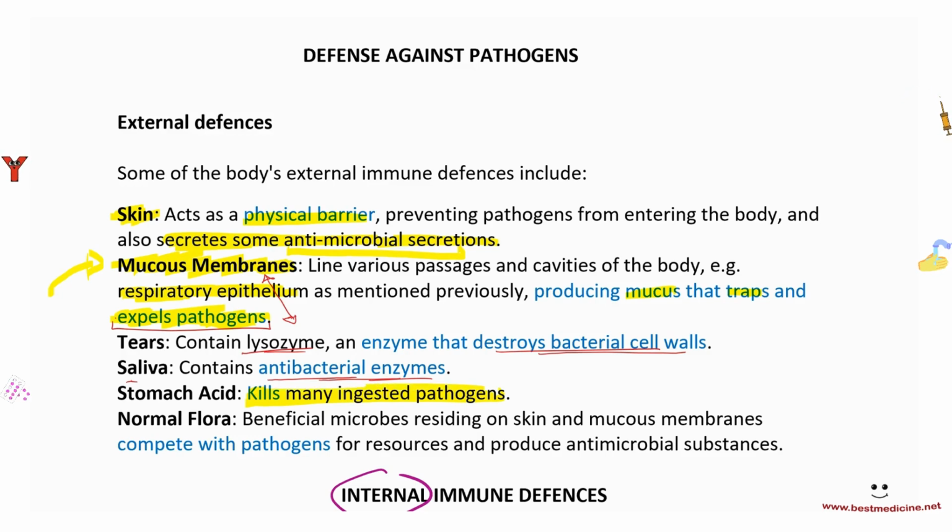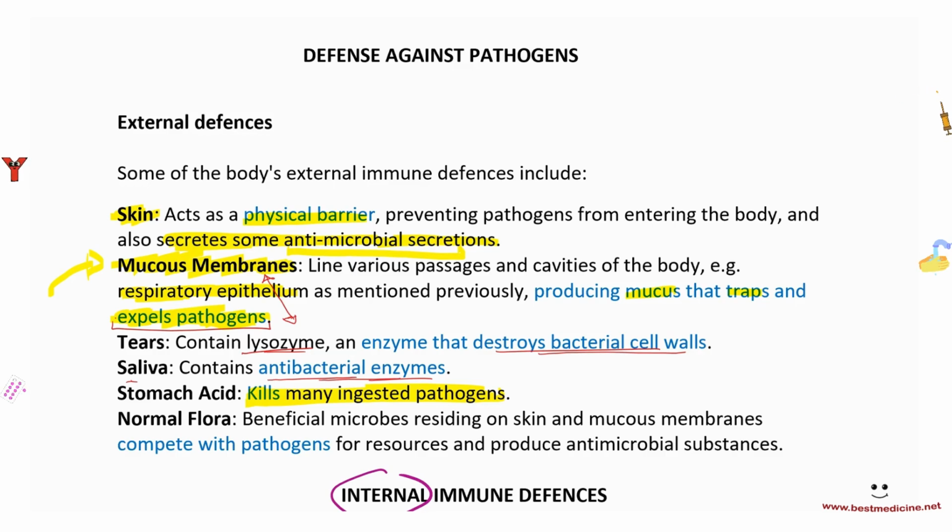Normal flora. What is normal flora? We just talked about this, right? We saw a meme that when we take an antibiotic, our normal gut bacteria also dies. Normal flora are beneficial microbes that reside on skin and mucous membranes, such as the intestine. What they do is compete with pathogens. Basically, these are the ones that take away the food and all the other resources from pathogens and prevent them from growing, okay? They also produce antimicrobial substances to kill them and themselves survive. So these are external defenses.